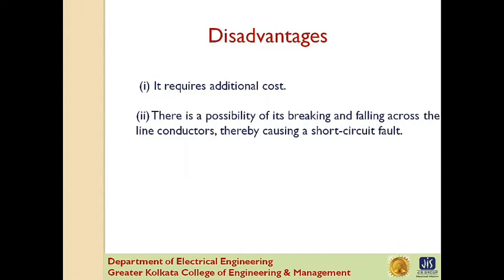Disadvantages. What are the disadvantages? It requires additional cost. Second, there is a possibility of its breaking and falling across the line, thereby causing a short circuit fault. This objection has been greatly eliminated by using galvanized stranded steel conductor as ground wire. This provides sufficient strength to the ground wires.